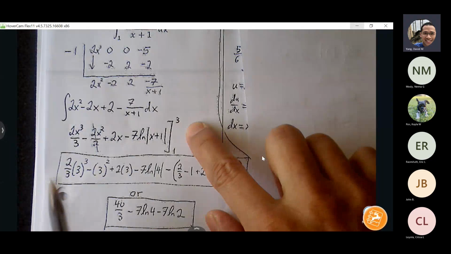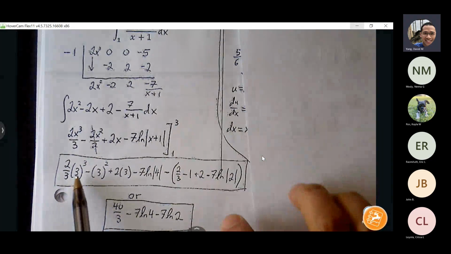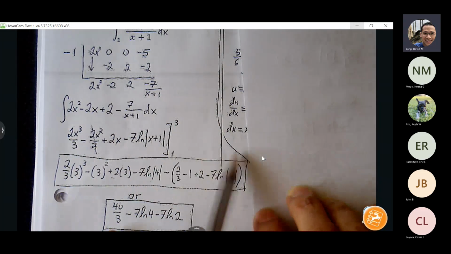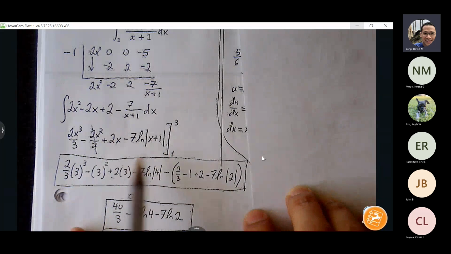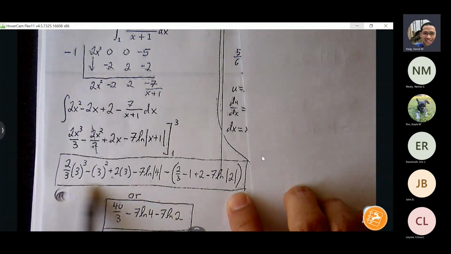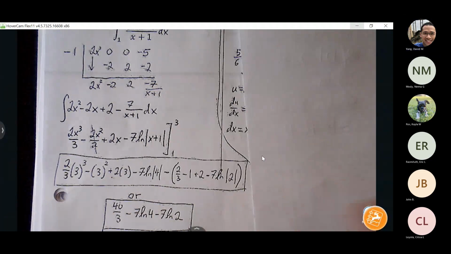Upper bound. Insert for my expression here, I get 2/3 times 3 to the third minus 3 squared plus 6, minus 7 natural log of the absolute value of 4, minus big parentheses, lower bound, insert for each of the x's. You leave your answer unsimplified. This is also acceptable on the AP exam.